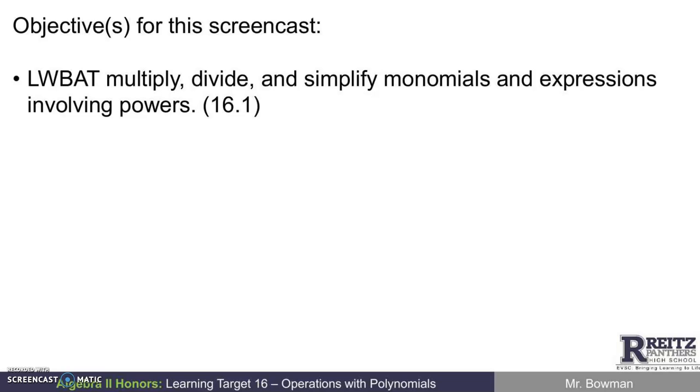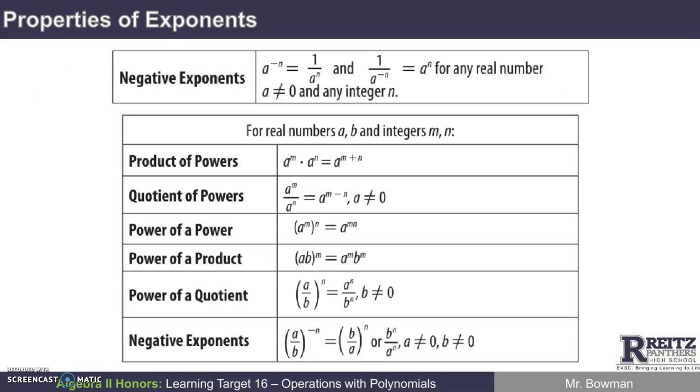The objective of this screencast is that learners will be able to multiply, divide, and simplify monomials and expressions involving powers. So on the screen there is a summary of a lot of the properties of exponents that you learned at the very latest in Algebra 1, probably even before that.